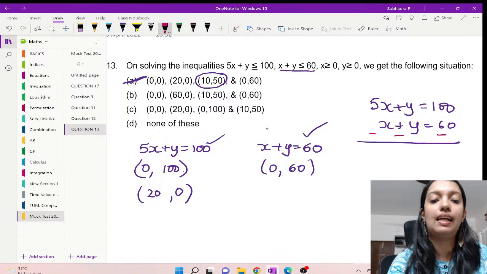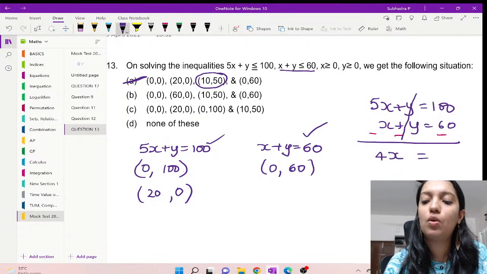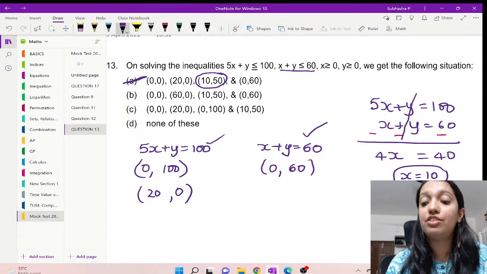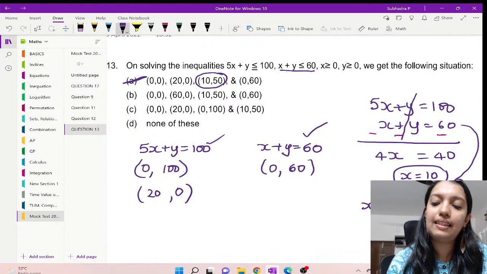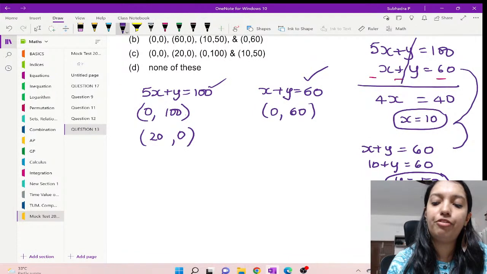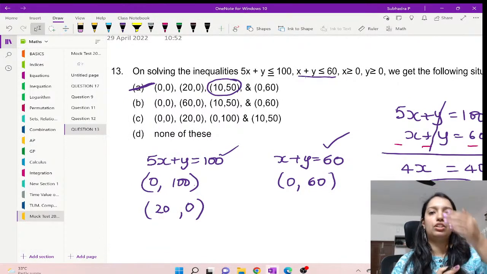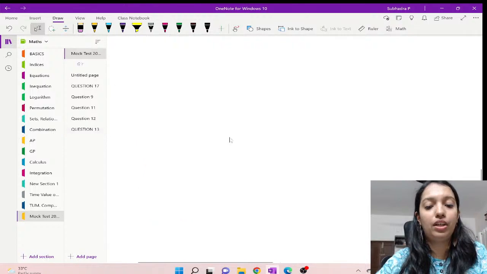Change the signs. Cancel y and y. You have 4x is equal to 40, x is equal to 10. And substitute this in the second equation. X plus y is 60. So 10 plus y is 60. Y is equal to 60 minus 10, 50. So we got the point 10, 50 as well. So all the conditions are satisfied. The correct answer for the 13th question is option A. Next, 14th question.